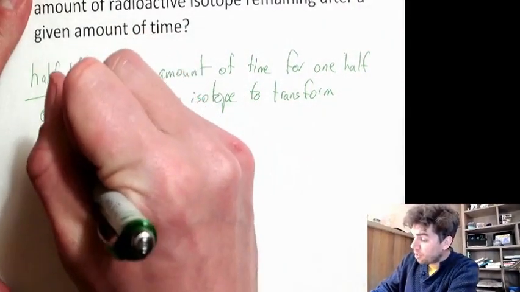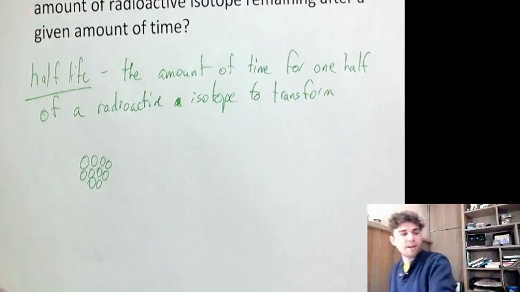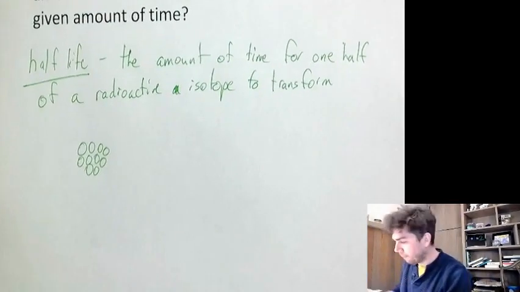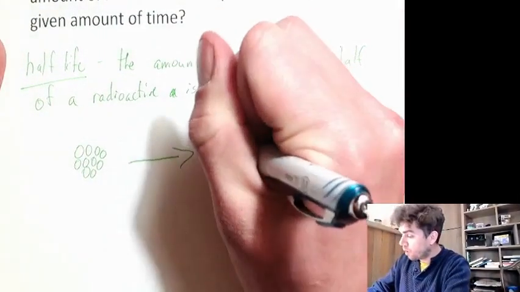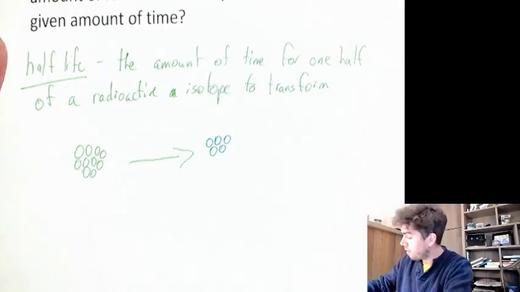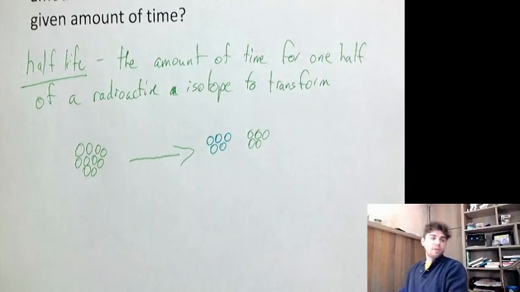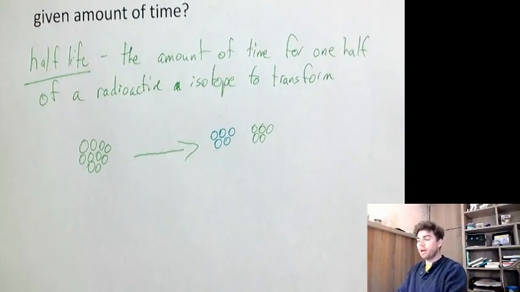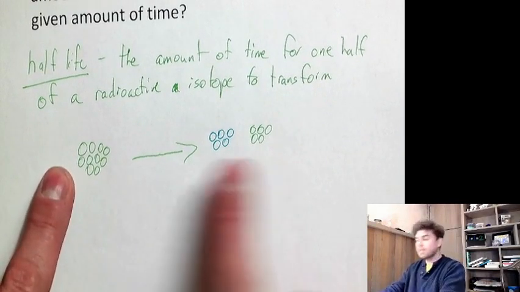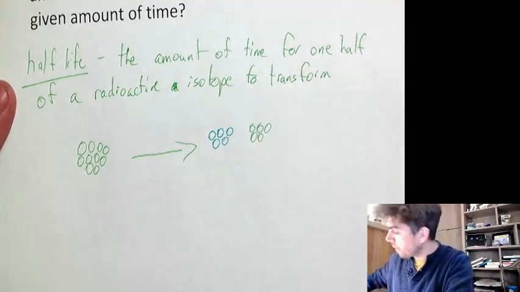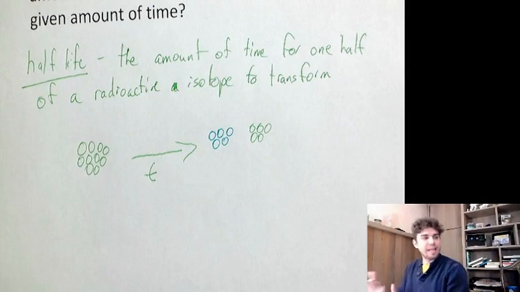My radioisotope right here, it is 6, 7, 8, 9, 10 radioisotope green balls. Okay. It will transform into 1, 2, 3, 4, 5 blue balls and green balls, because these aren't transformed yet. The time it takes for it to go from 1/2 down to this is its half-life. So that time, this T, the time it took there, is the half-life.